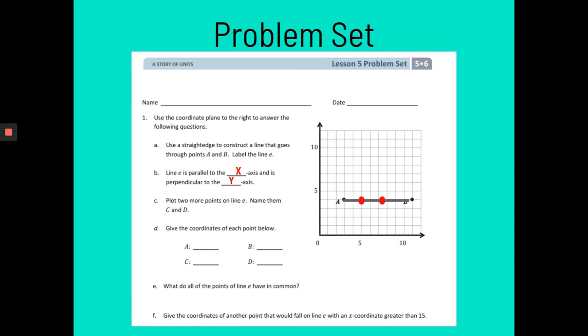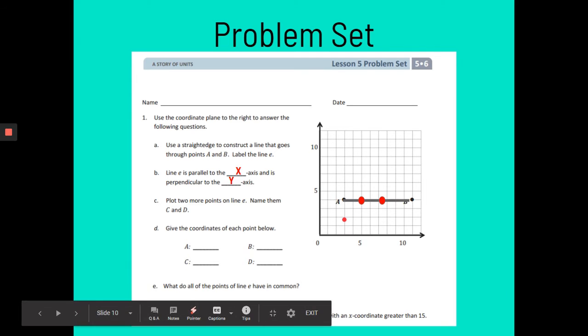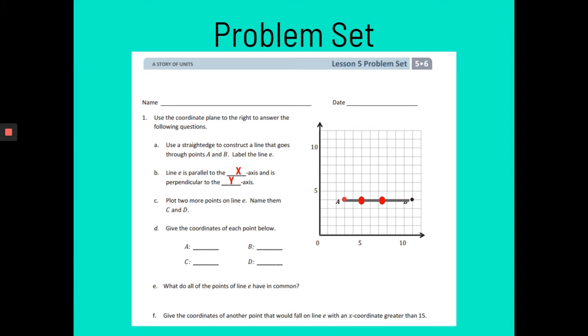So now part D asks us to give the coordinates of each point below. So now we're going to look at A, and when we're finding the coordinate of a point, we look at the x-axis first. This one isn't fully labeled, so we kind of generalize where it's supposed to be. If this is 5, that means this is 4, 3, 2, and 1. And the same thing up here: 1, 2, 3, 4, and 5.